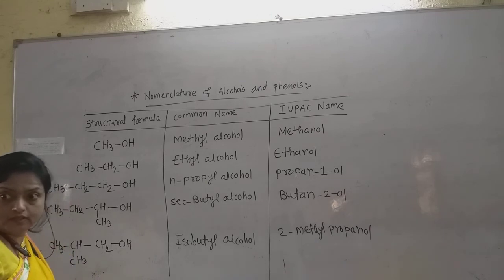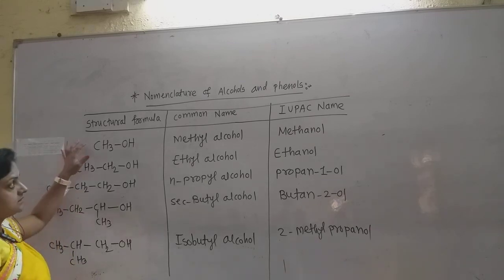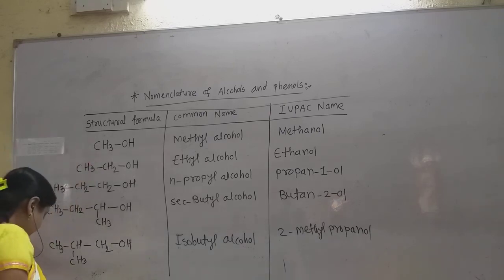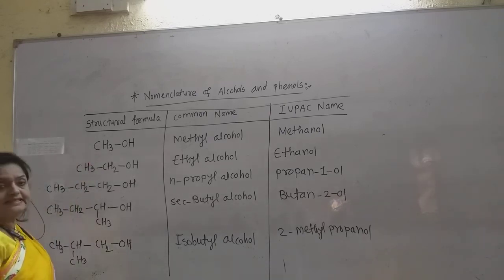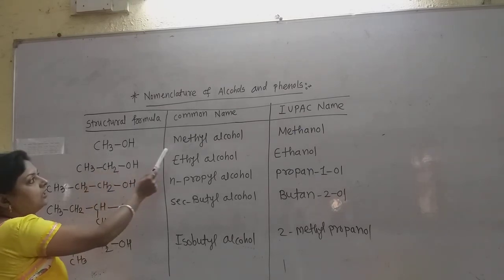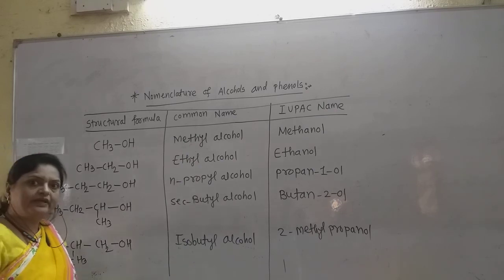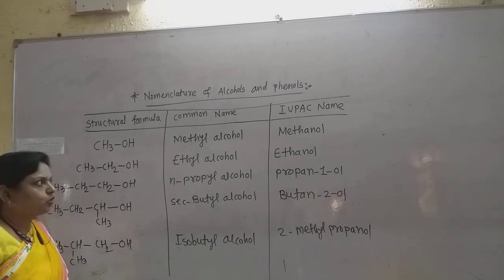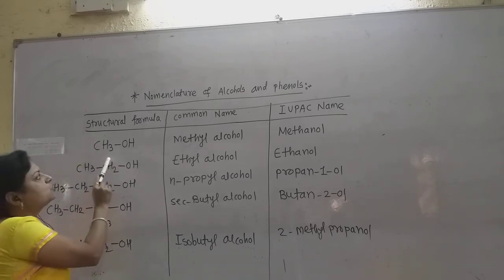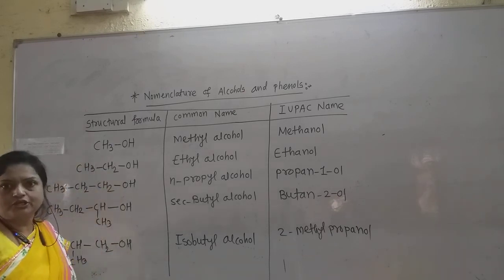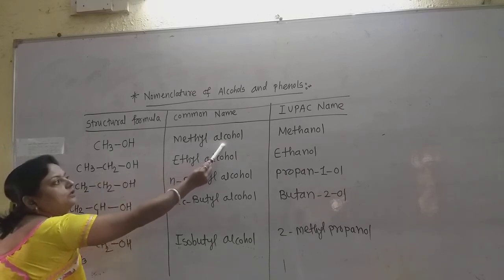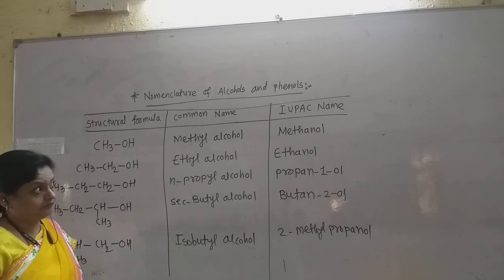Now see, here are the simplest alcohols. This is the structural formula of methyl alcohol. You know very well, in methyl alcohol the R group is the methyl group and this OH is directly attached to this methyl group. So the common name of this alcohol is methyl alcohol.